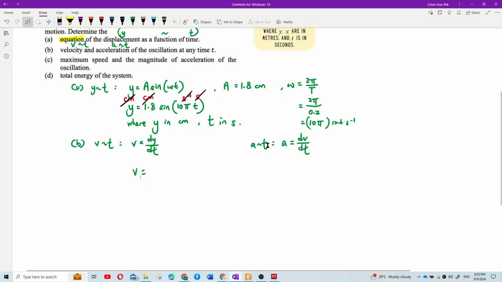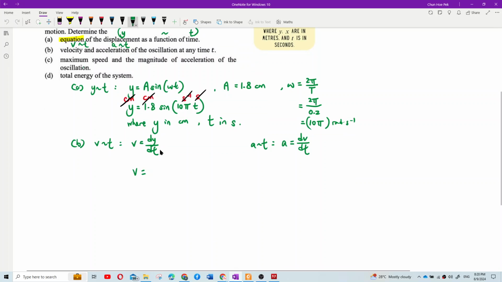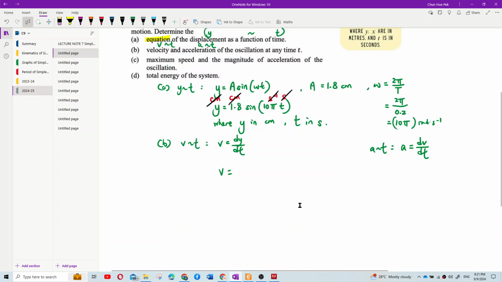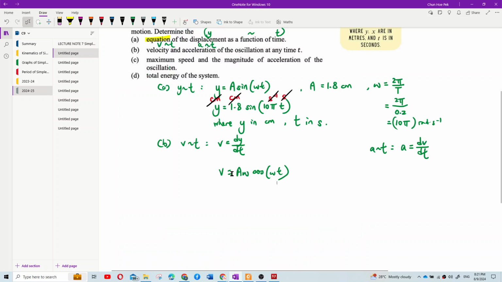If you want to differentiate, I can show you also. But before I show you the differentiation, why don't we just use the formula first? The formula given, you see, is A omega cos omega t. Just use this formula, just substitute. Just put in A omega cos omega t. Understand, class? A omega cos omega t. That's right.